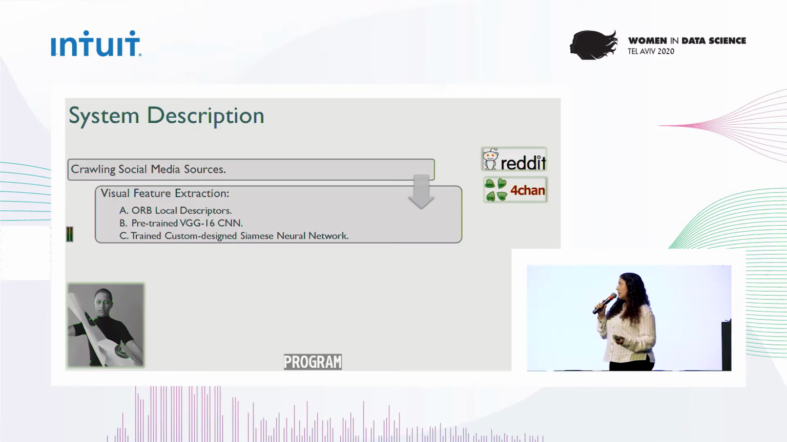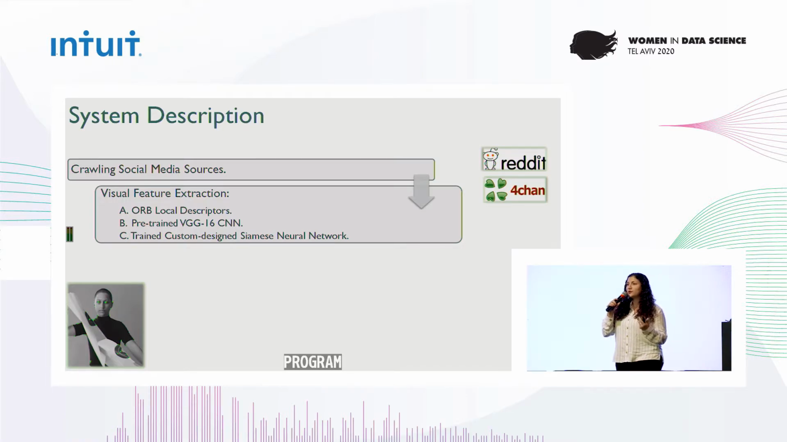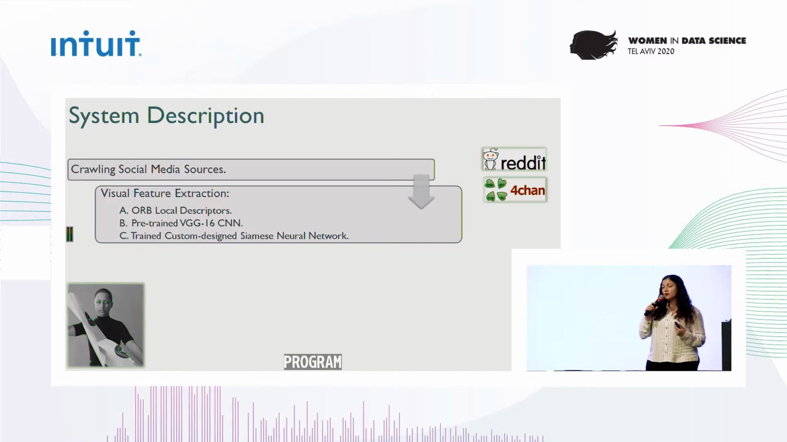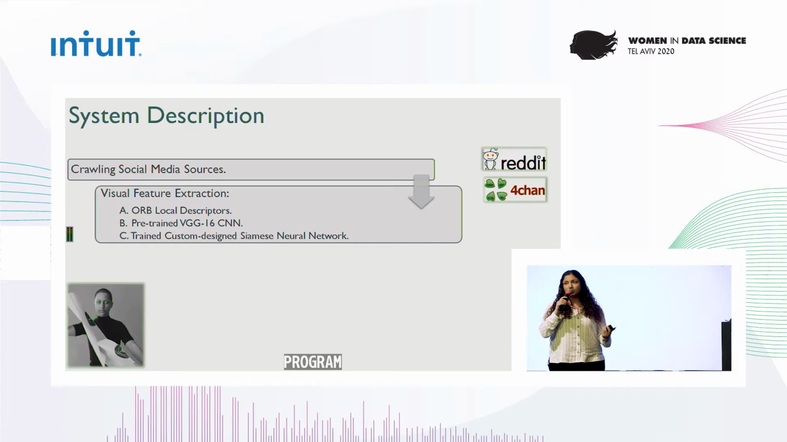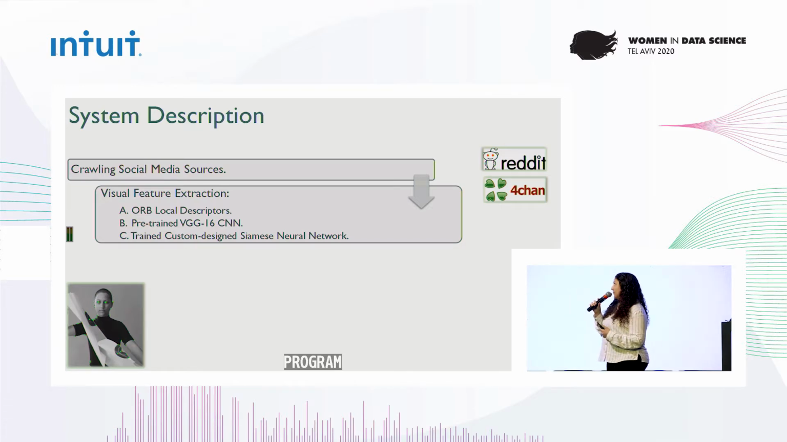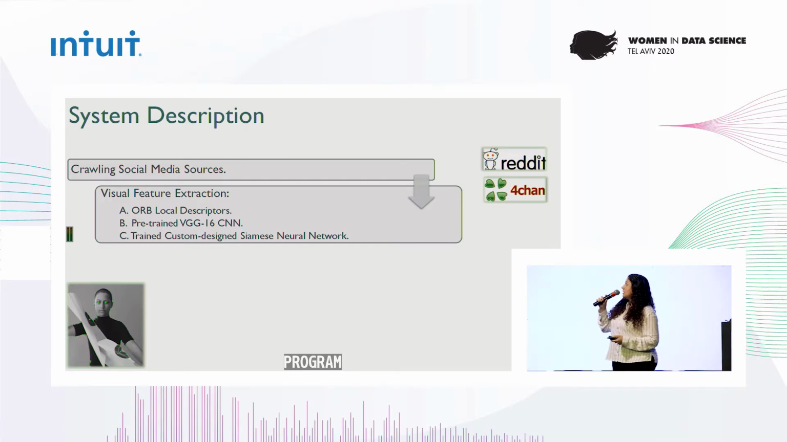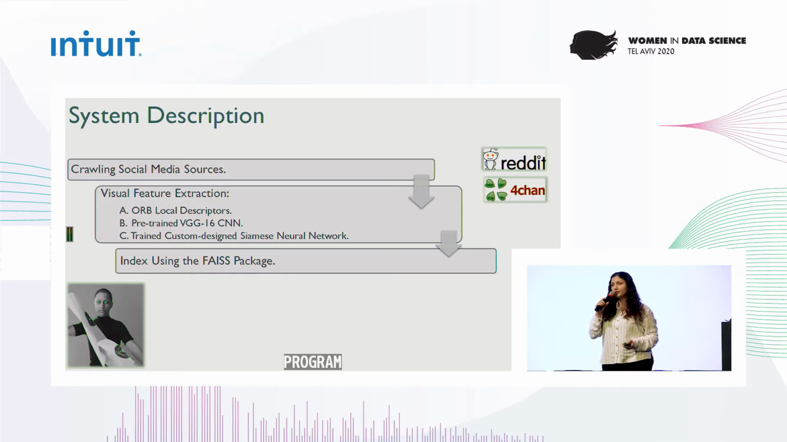convolutional neural network. And the third method, we decided to build and train a new neural network for our needs. So we defined a custom-designed network inspired by the Siamese neural network architecture. And we used each of these 3 methods for visual feature extraction of the images that we crawled at the first step. Then we took these features and indexed them by using the Facebook AI Similarity Search.